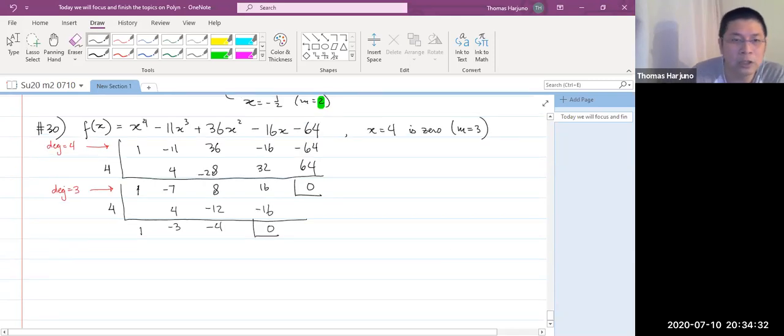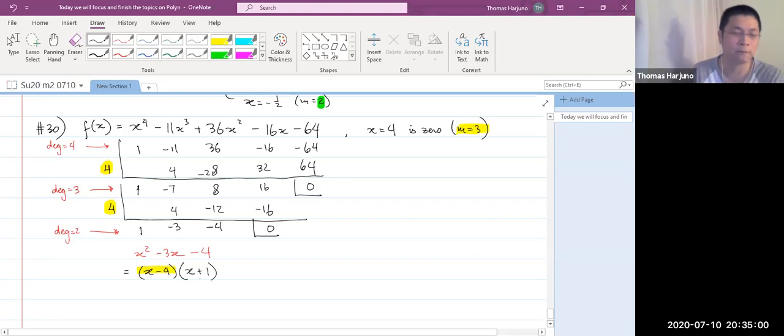So at this point, this is the degree of 2, which you can actually factor already. So this is x squared minus 3x minus 4. And because 4 is another 0, so far we have 2, right? We need one more, the multiplicity of 3. So this guy will be x minus 4 times something, and you will find that's what we have. So writing f(x) as linear factors, it will look like (x minus 4) to the power of 3, (x plus 1).